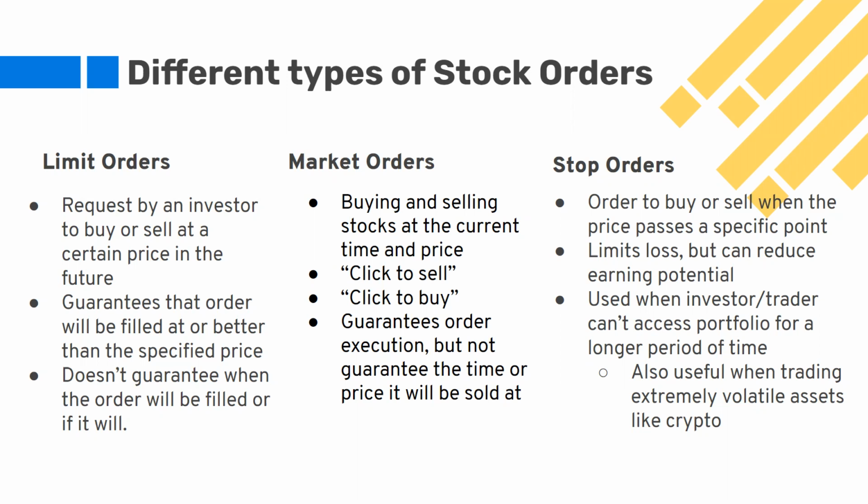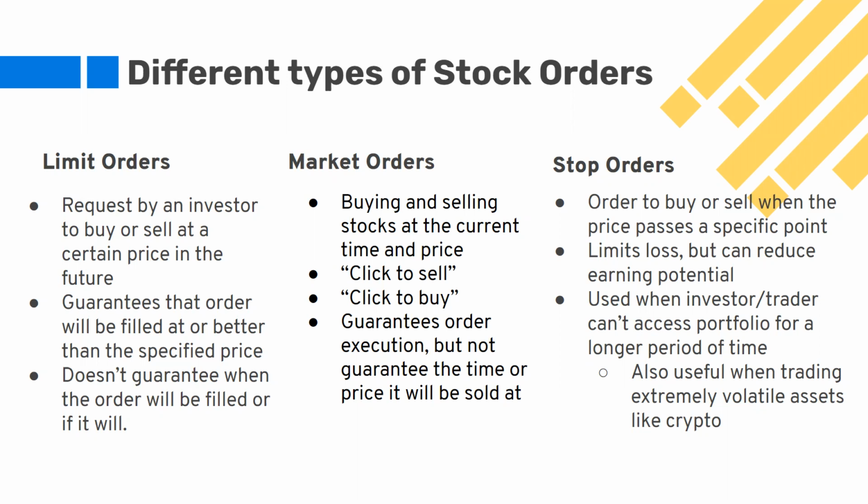Then we go into market orders. This is just buying or selling of stocks at the current time and price, where you'll just click the sell button to sell or the buy button to buy the certain quantity you want. And this guarantees order execution, but not the time or the price it will be sold at. So basically, this is just your standard stock buy or sell.